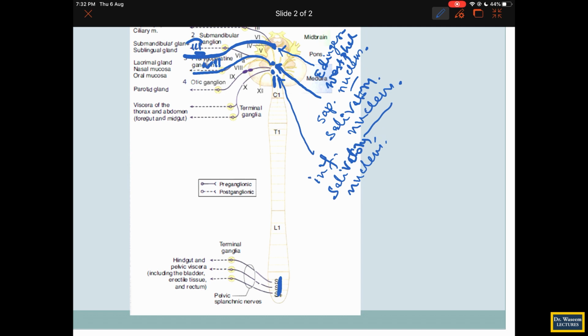And the inferior salivatory nucleus, their fibers are now running outside here, and we are looking for a nerve. The nerve is the ninth cranial nerve, that is the glossopharyngeal nerve. And the last nucleus which is present in the brain, in the cranial area, is called the dorsal vagal nucleus.